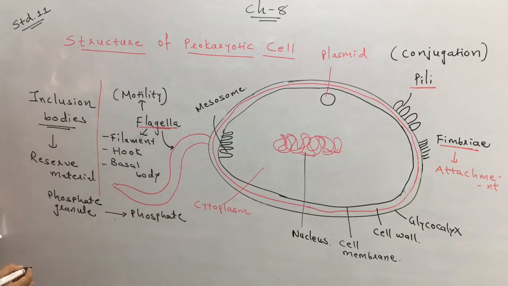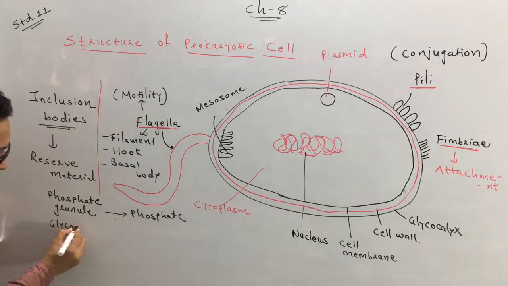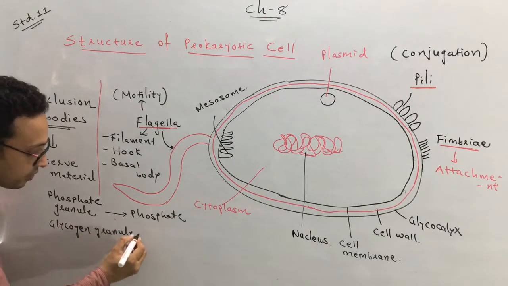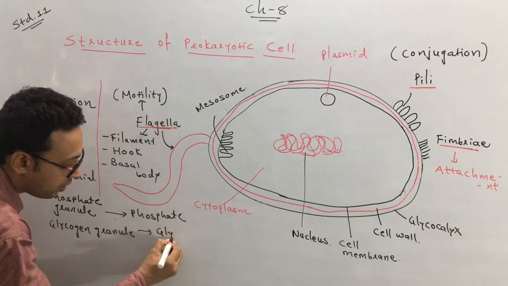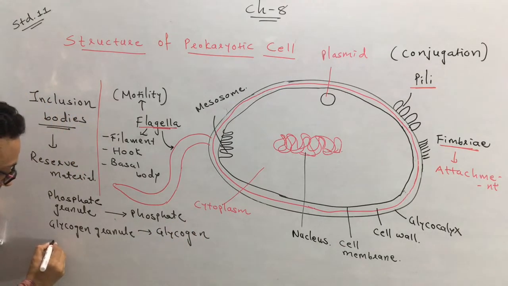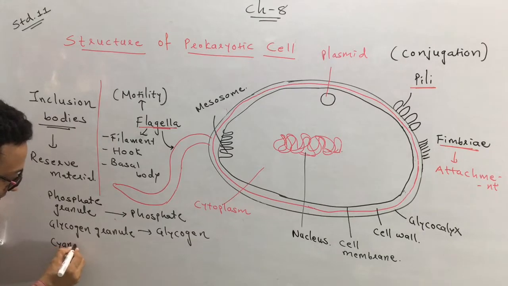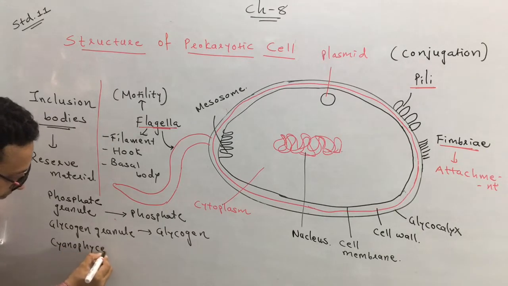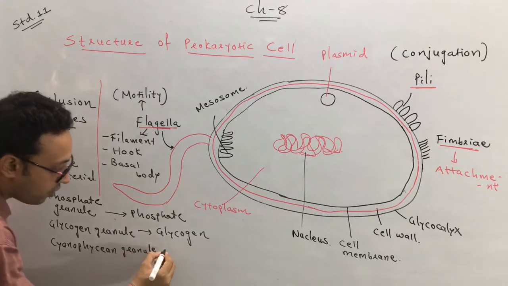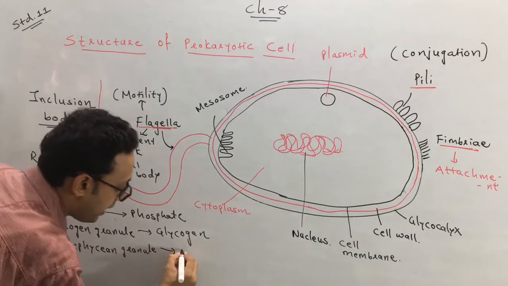The second one is an easy one, the glycogen granule. What does it store? It stores glycogen. Another one is the cyanophycean granule. So now you know what it contains. It contains cyanophycean.